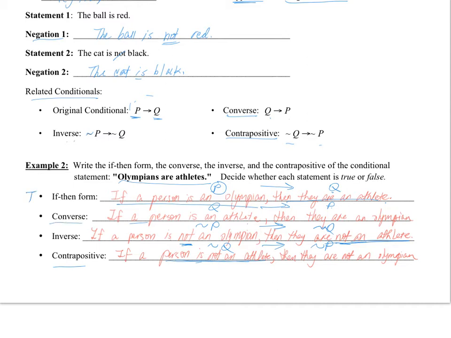The converse is not necessarily true, because not everyone is an Olympian. If a person is not an Olympian, then they are not an athlete. That is also false. You don't have to be an Olympian to be an athlete. Contrapositive, if a person is not an athlete, then they are not an Olympian. That is true, because if you're not an athlete, obviously you're not an Olympian. So this is all logic.